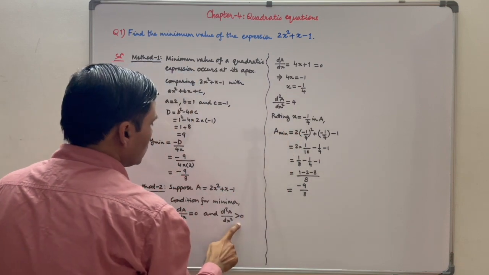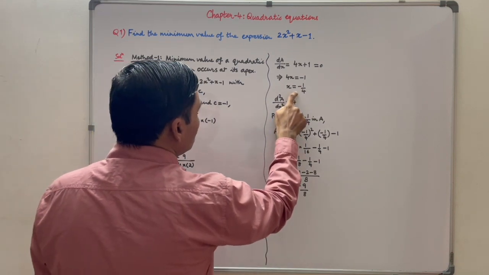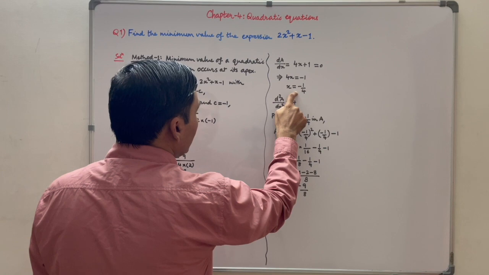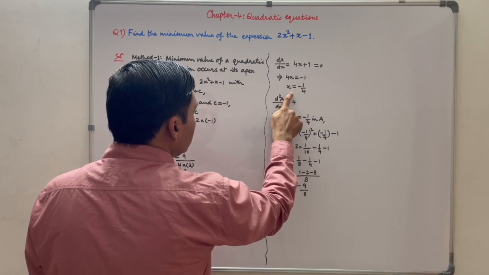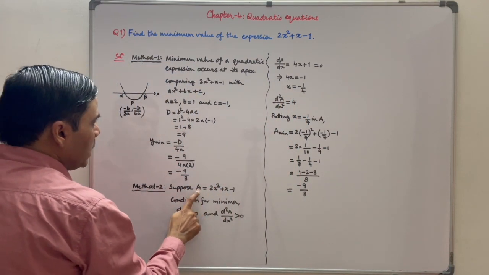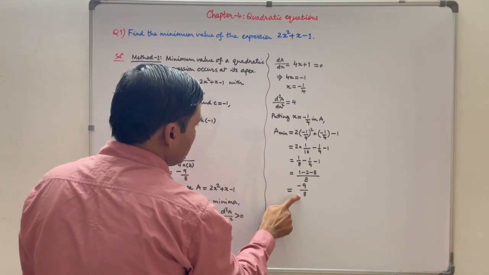4 is greater than 0. That means at x is equal to minus 1 by 4, minima will occur. Put x is equal to minus 1 by 4 here. So a minimum is equal to minus 9 by 8.